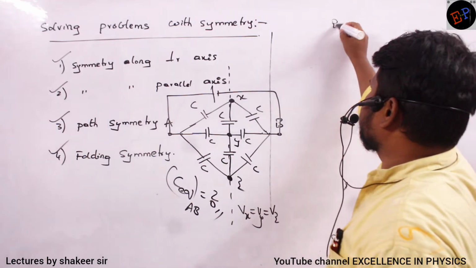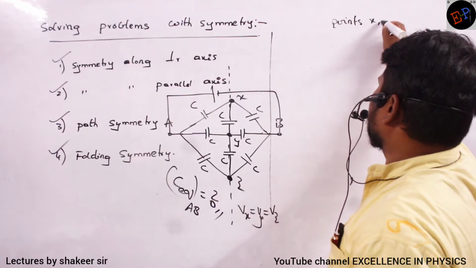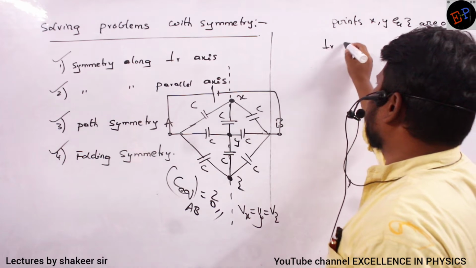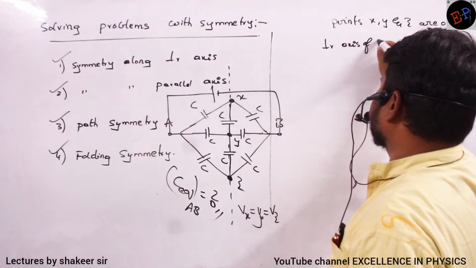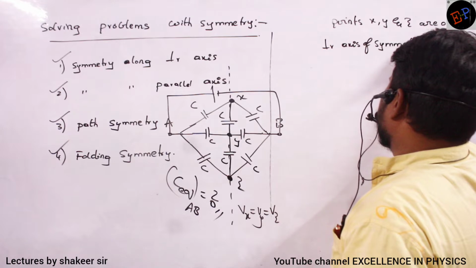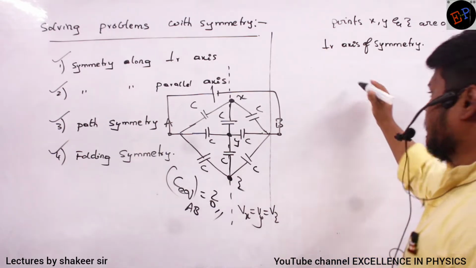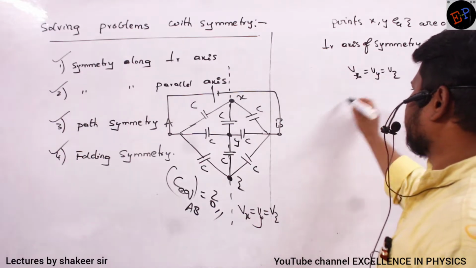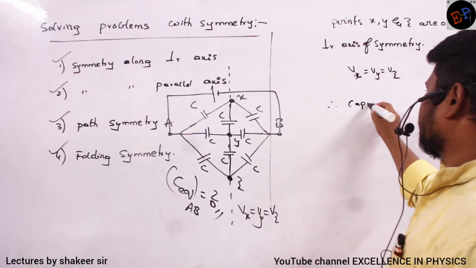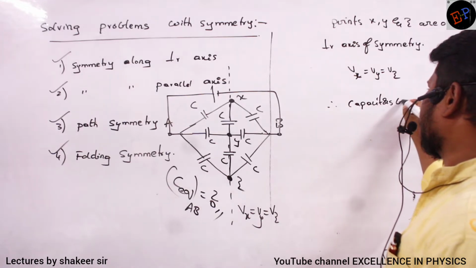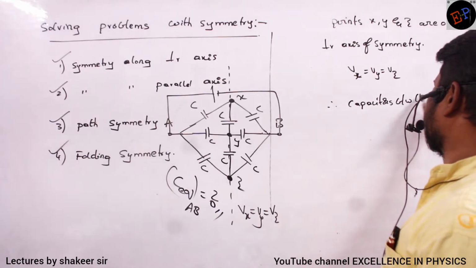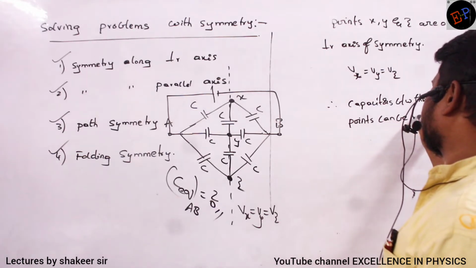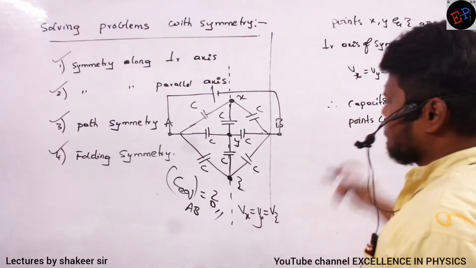So, points X, Y and Z are on the perpendicular axis of symmetry. Because they are present on the perpendicular axis of symmetry, the potential at X is equal to the potential at Y is equal to the potential at Z. Therefore, the capacitors between these points can be removed. I can remove these capacitors.